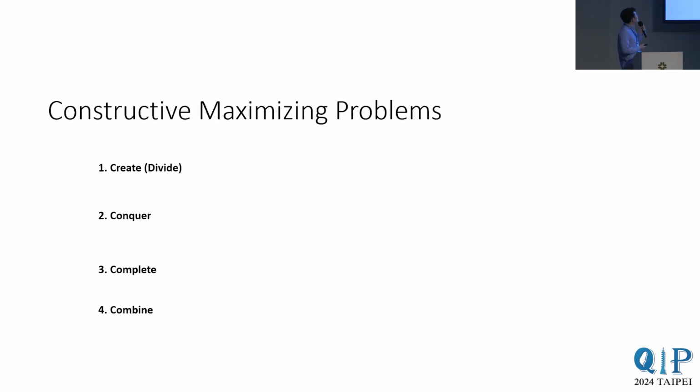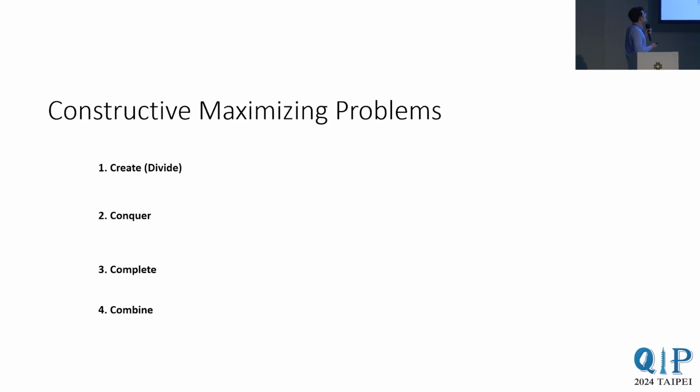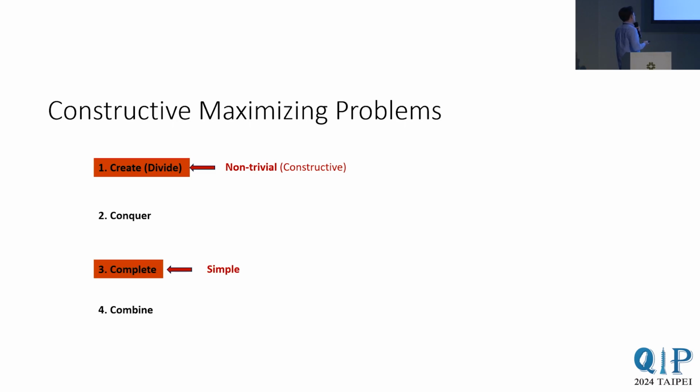Okay. So we have already seen our first approach, bottom-up divide and conquer. It can solve some cases where the create step is very trivial. But as I said, we also consider a case where the create step is not trivial. So let's see a second case where the create step is non-trivial, but it still can be constructive. I will explain this later. And also the complete step is very simple, and the combine step we'll assume is always a maximization.